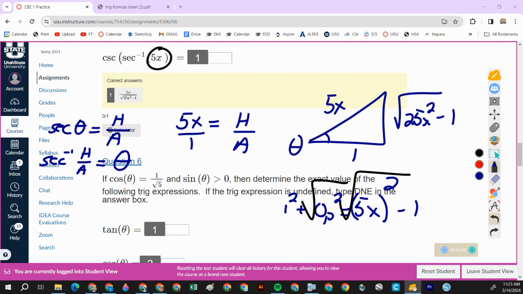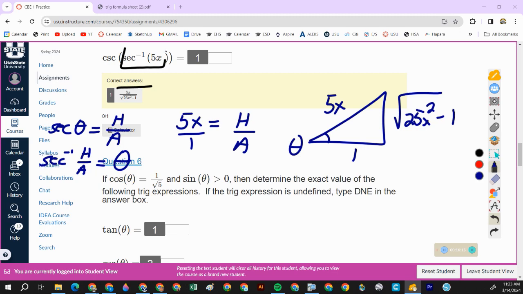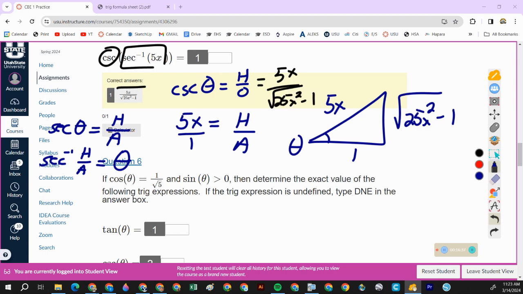Okay. So now we go back to the original problem. This allowed me to build the triangle, and now I want the cosecant of that triangle. So cosecant of theta, not cosine, cosecant of theta is h over o. So I just go over here. H is 5x, and o is the square root of 25x squared minus 1. Okay, do you want to see another one of those?